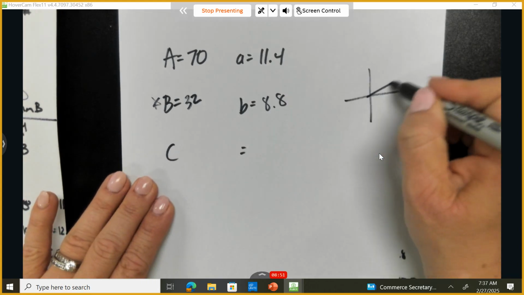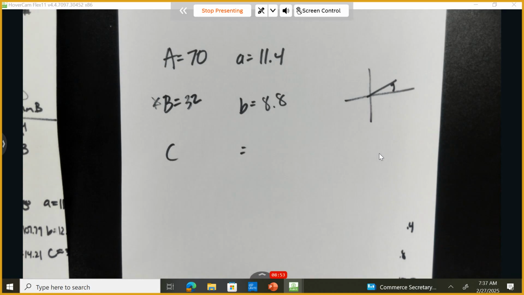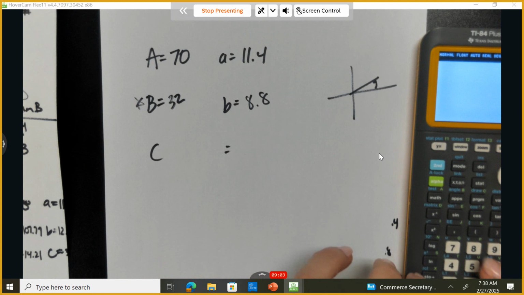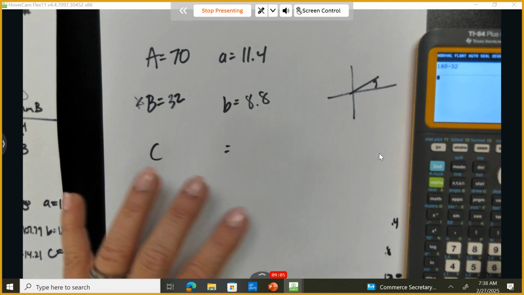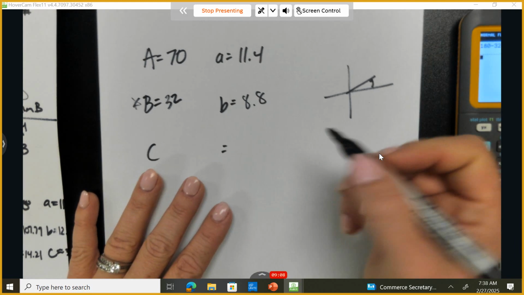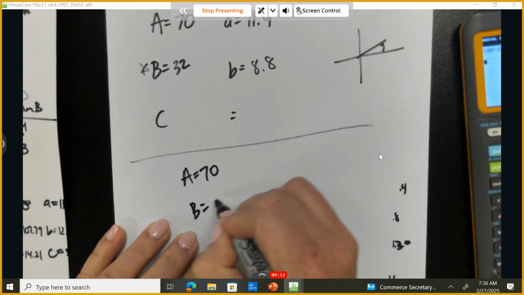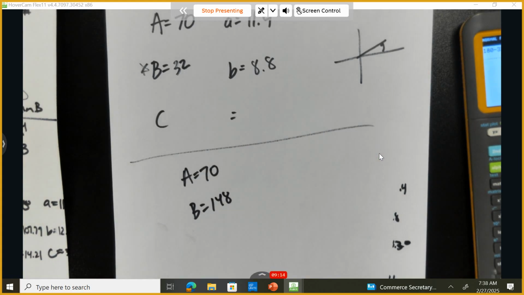Well, if this was 32, what would be the other angle? Grab a calculator, you have 10 seconds to go. What would be the other angle? If you're not grabbing a calculator, I don't think you're doing it in your mind. 180 minus 32 would be 148, correct? So when I check for a second triangle, I already know I have 70, and now I'm checking 148. Is that a possibility? Yes or no?